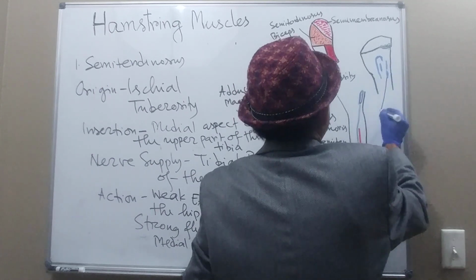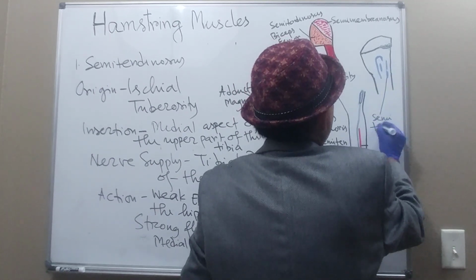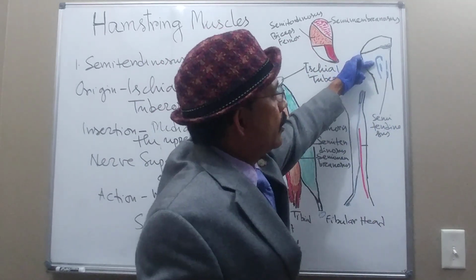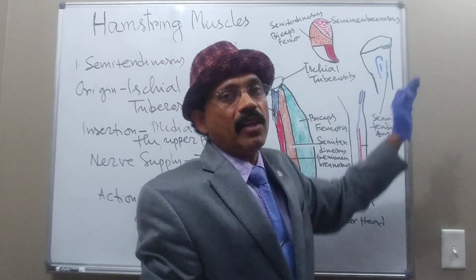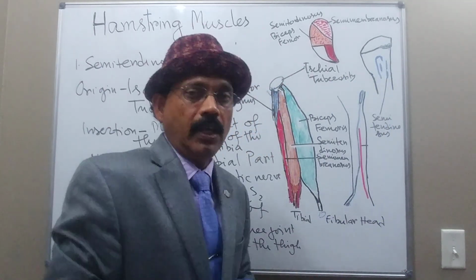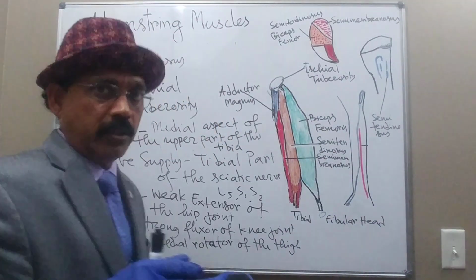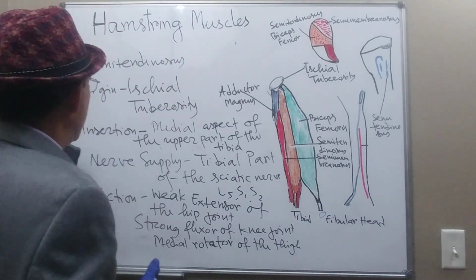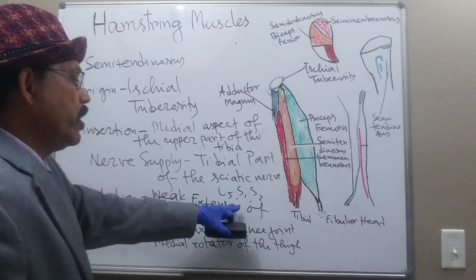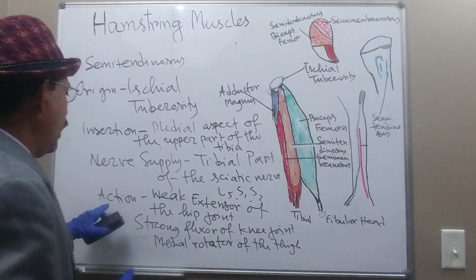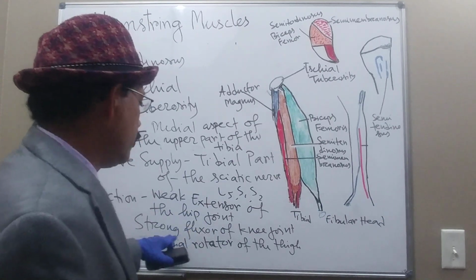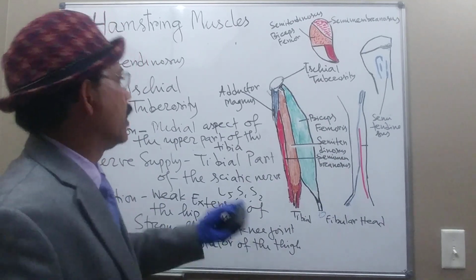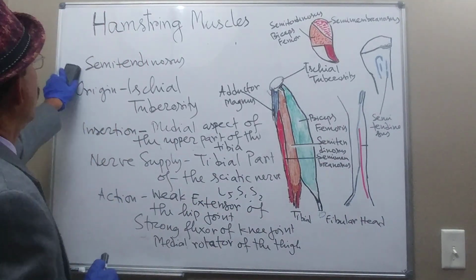This is the semitendinosus. Okay, this is sartorius. This is gracilis. They form the pes anserinus, or anserine insertion of the three tendons: sartorius, gracilis, semitendinosus. We got the insertion. Nerve supply, same, tibial part of sciatic nerve, L5, S1, S2. Action: weak extensor of the hip joint, strong flexor of the knee joint, and medial rotator of the thigh. We got the semitendinosus.